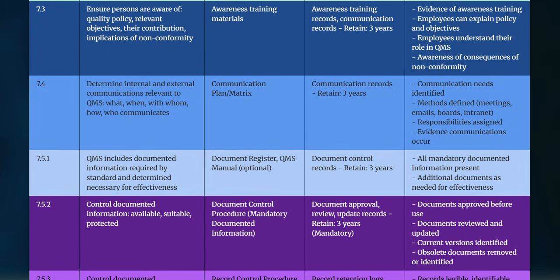And then you have clause 7.4, which requires you to determine internal and external communication relevant to the QMS, including what you need to communicate, when you need to communicate it, with whom you are communicating, internal and external parties, how you are communicating, and who is leading the communication, because you have many ways of communication and communication through different people. And the documents you need here: a communication plan or communication matrix to be documented, and you need to keep the communication records and retain them for 3 years.